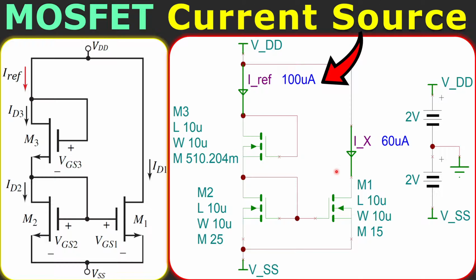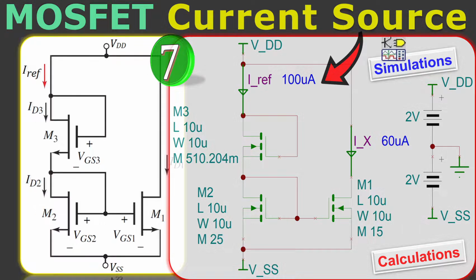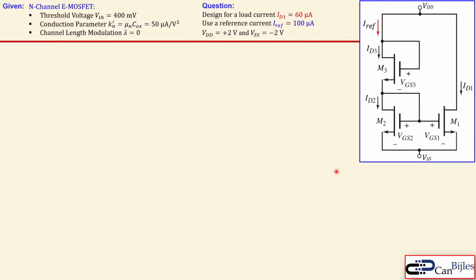Welcome to a new video about current source design using transistors. In this example number 7, we'll continue with the MOSFETs, and in this case we will use only MOSFETs to create a current source. That is a little bit different than the previous examples where we also had one or two resistors in our circuit. So we will see how we can do that step by step in our calculations and also verify these in SPICE simulations.